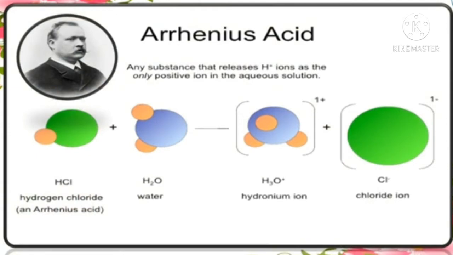Arrhenius acid. A Swedish chemist, Svante Arrhenius, proposed a theory on acids. According to him, an acid is a substance which furnishes H plus ions or H3O plus ions in aqueous solution. For example, hydrogen chloride, HCl, mixes with water, H2O. The product is hydronium ion, H3O plus, and chloride ion. Here, the hydronium ion releases H plus ions as the only positive ion in the aqueous solution.